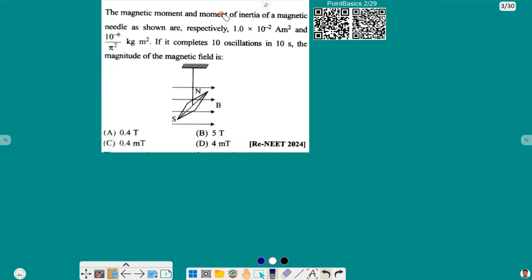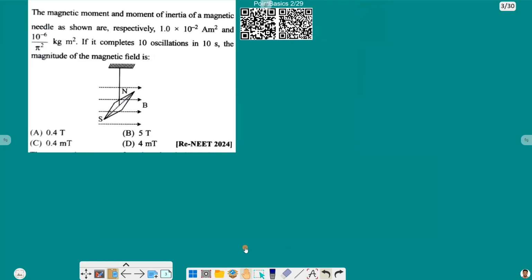So the magnetic moment and moment of inertia of the needle are given. It completes 10 oscillations in 10 seconds, and we have to find the magnitude of the magnetic field. So we have been given the time period of oscillation, the moment of inertia, and the magnetic moment of the magnetic dipole. We have to find the value of the magnetic field.